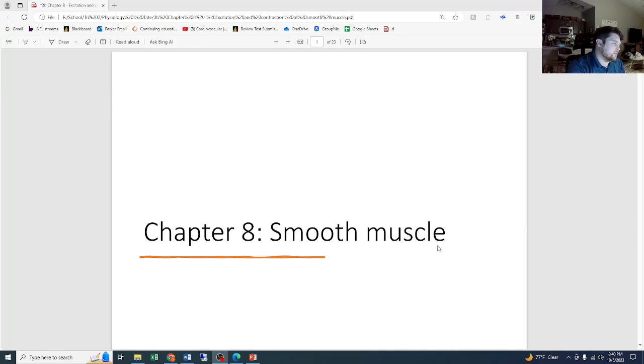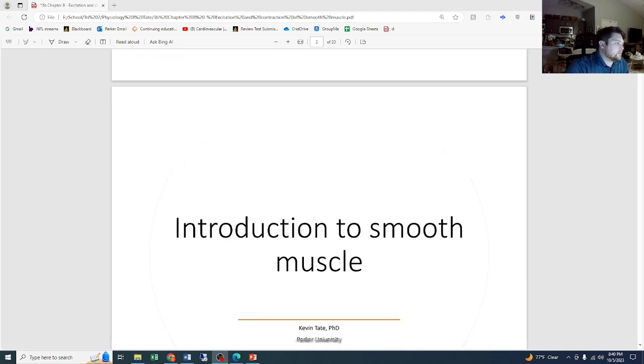Okay, everybody, jumping into now chapter 8, smooth muscle. So this is coming off of finishing skeletal muscle. There are going to be a couple of little similarities from skeletal muscle to smooth muscle, but there are some important differences that I will highlight and pick out.